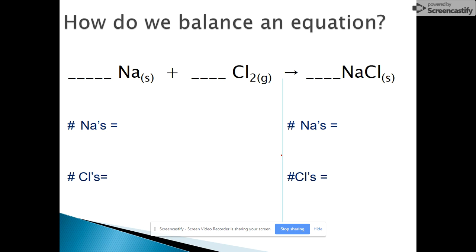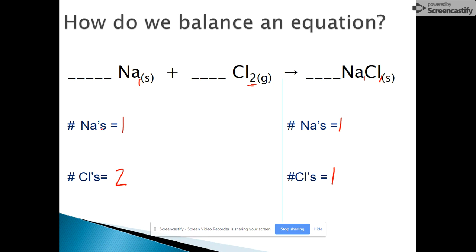Now, how do you balance an equation? First, you need to figure out how many atoms of each element there are on the reactant side. So if we look at this, Na(s), and again, the s just means it's a solid. There's no subscript written, so we know that means 1. So we have 1 sodium. We look over at chlorine, Cl2, subscript of 2 means we have 2 chlorines. Go to the right side, no subscript, so we know that means 1 sodium, and for chlorine, 1 chlorine.